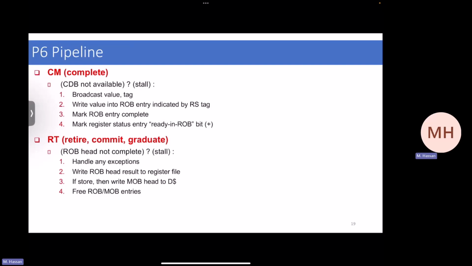And then if there is no exception, or I have already handled the exceptions, I write the ROB into the register file or to the memory, basically from the MOB to the memory. It depends on whether it's a store or any other instruction. And then once I'm done retiring by writing permanently to the state, register file or to the memory, I free the ROB entry or the MOB entry, and then I move to the next instruction. Good? In reality, this is the closest implementation to what is in Maxim, right?